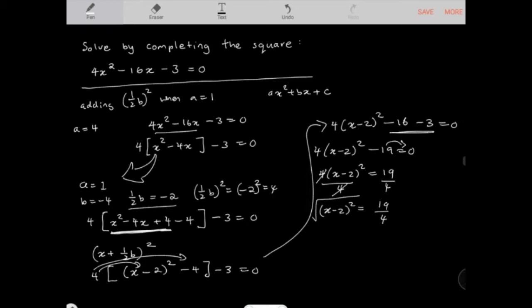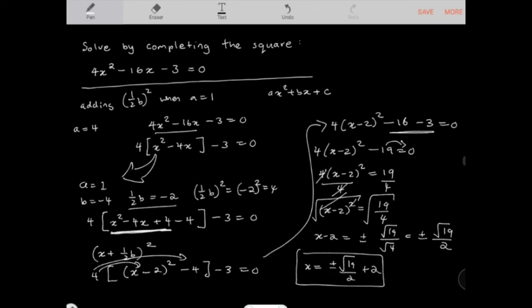To solve for x, I'm going to square root it first. When you square root it, the square and the square root cancel out. You get x minus 2 is equal to plus minus square root 19 over square root 4, which is basically plus minus square root 19 over 2. And in this case, x can be equal to plus minus square root 19 over 2 plus 2. So the plus minus indicates that there are 2 answers, but you can leave your answer like this, basically. And that's how you can solve this equation by completing the square.